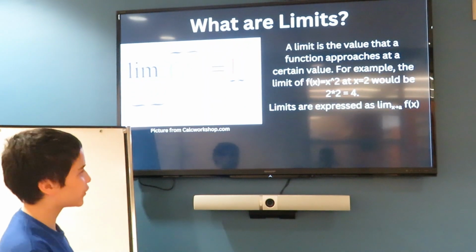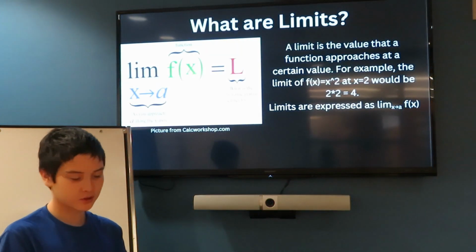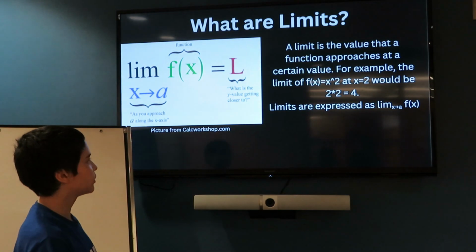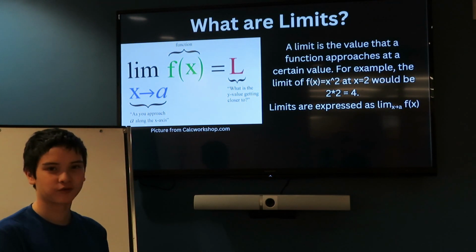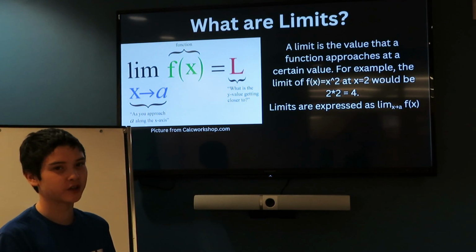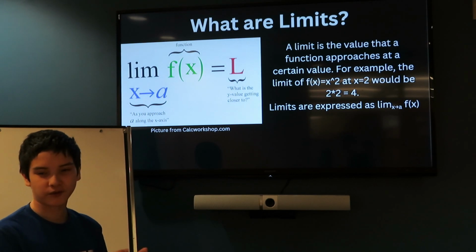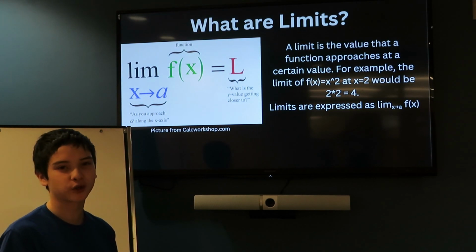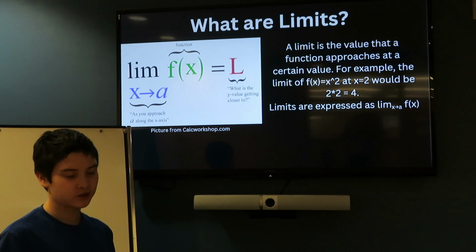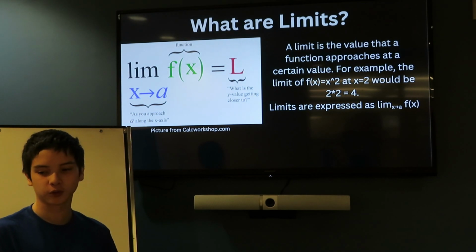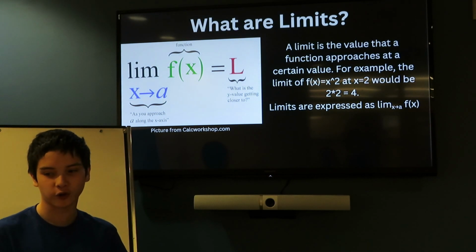Okay, so first of all, let's start with the definition of a limit. A limit is basically the value that a function approaches at a particular value of x. For example, if we have the function f of x equals x squared, the limit of f of x at x equals 2 would just be 2 squared, or 4.